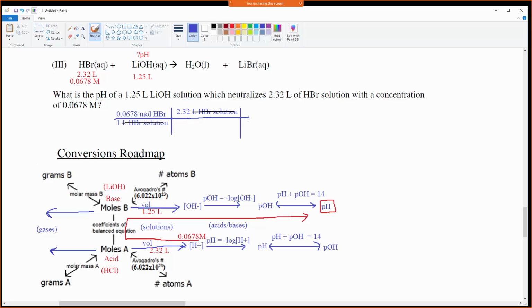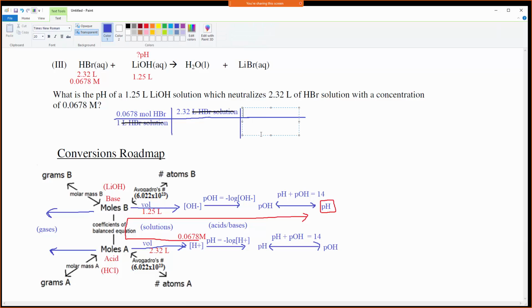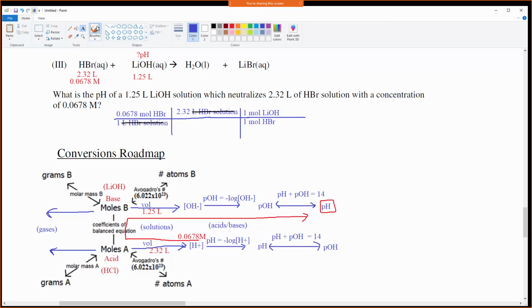What do we do next? Right, we've got to use the coefficients of the balanced equation. They gave me an equation, is it balanced? Are those the right coefficients? Yes, it is balanced. Those are the correct coefficients. So 1 mole of LiOH reacts with 1 mole of HBr. My moles of HBr cancel. Excellent. Now I've got moles of LiOH. That's my moles of my base, which is exactly what it should have been.